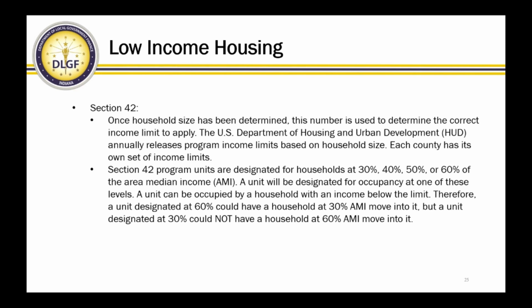So once that amount is determined, the unit will be designated for occupancy at that level, and it can be occupied by a household with an income below the limit. So for example, if you had a unit designated at 60% of the area median income, they could have a household at 30% of area median income move into it. But conversely, you cannot have a unit at 30% and have the household at 60% of the AMI move into it.